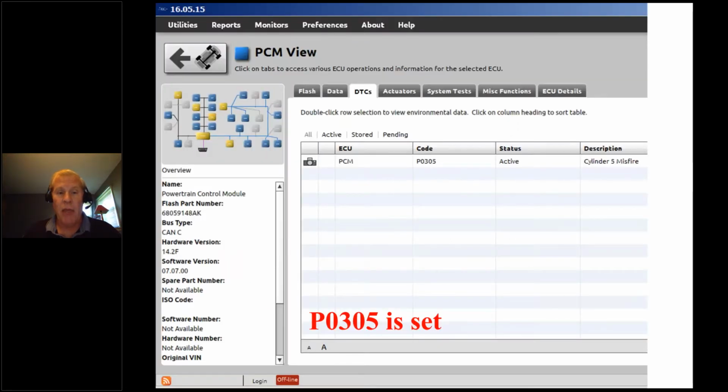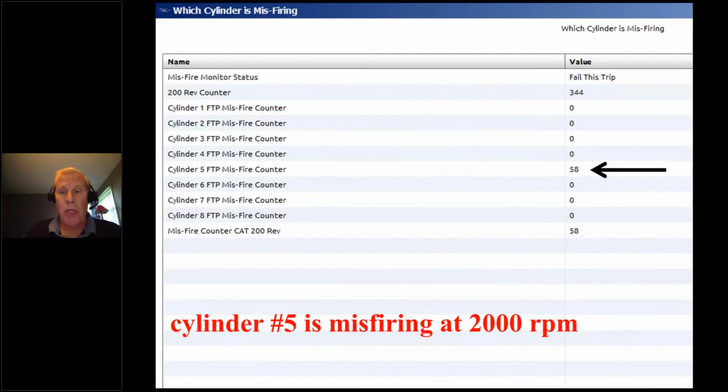So when I connect the scan tool, I have a MIL, I have a P0305, so cylinder 5 is the misfire, but I only see counters activity at an elevated RPM. The higher the RPM, the worse it is. The lower the RPM, matter of fact, it rarely misses at all. Runs like a Hemi runs.